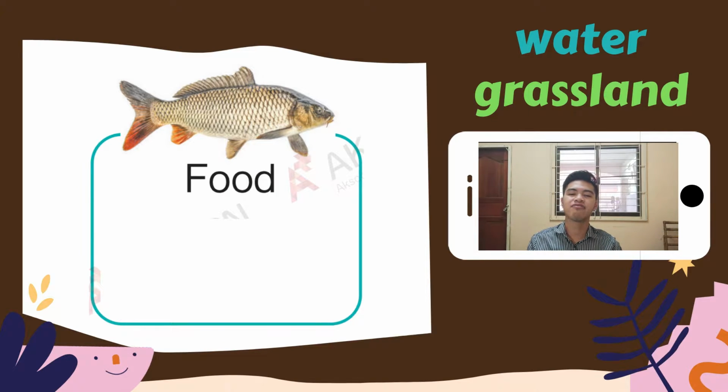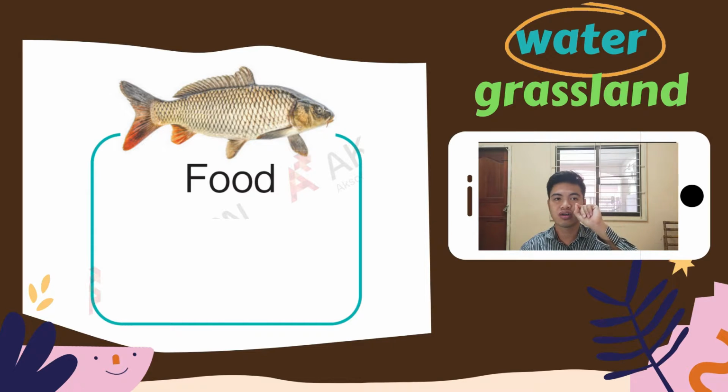So here we have fish. Okay, so fish. Where does the fish live? Is it in water or on the grassland? Very good. The answer is in the water. So the fish lives in the water, and we're going to match the fish onto the water. There's a picture of the water, right? You're going to match the fish onto it.